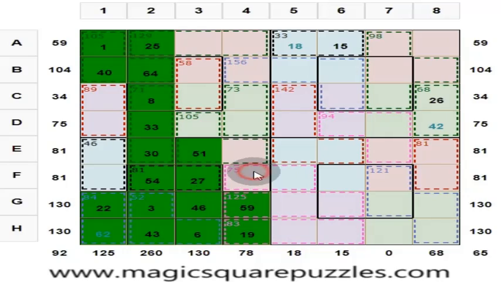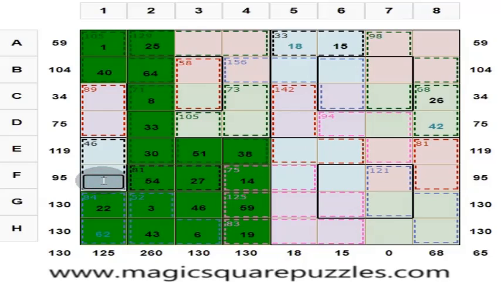59, okay, and what is this? These 4 numbers give you 130, 62 plus 3, 65, 65 plus 27, 92, here you put 38, and what is this? These 3 numbers give you 116, here 130 minus 116, gives you 14. And what is this? Here you put 35. And here you put what? 11. Okay. So we have finished one subsquare.